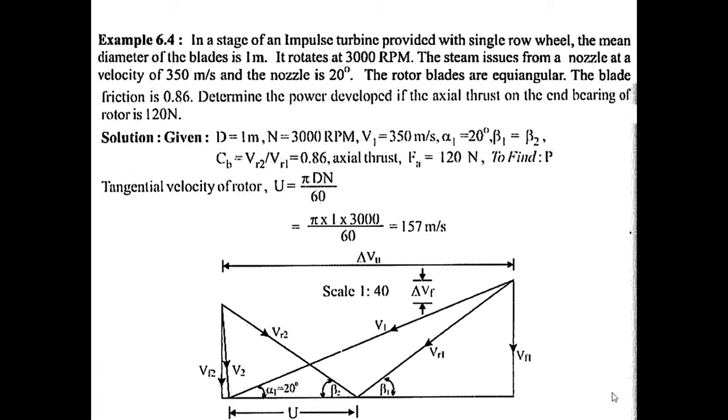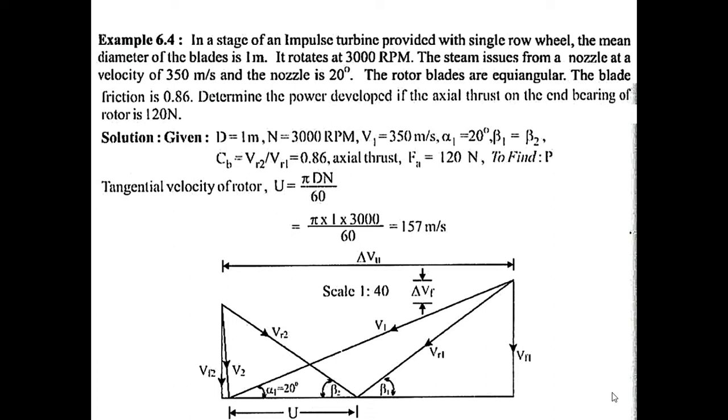So pi d n by 60 is the first concept you have learned in chapter 1, from chapter 1 to chapter 5. Whenever diameter and speed of the rotor is given, you find out the tangential speed of the blades. U equal to pi d n by 60. What is U? Pi, diameter is 1 meter, speed is 3000 rpm divided by 60. If you calculate, I will get U as 157 meter per second.